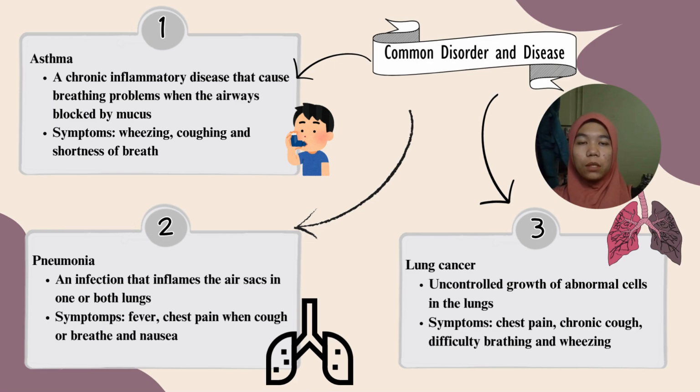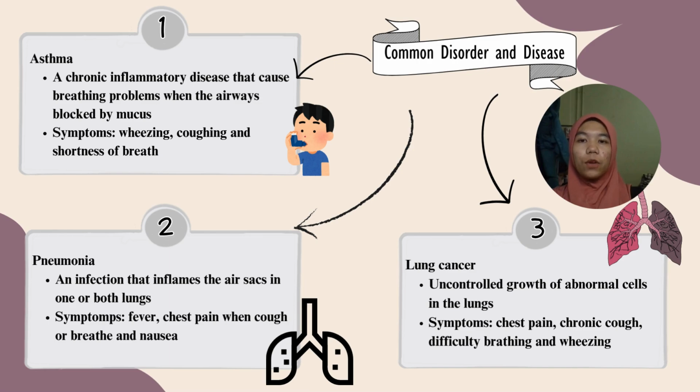There are many common disorders and diseases of the respiratory system, but in this slide, I will explain three diseases and disorders. The first one is asthma. Asthma is a chronic inflammatory disease that causes breathing problems when the airway is blocked by mucus. The symptoms are wheezing, coughing, and shortness of breath.